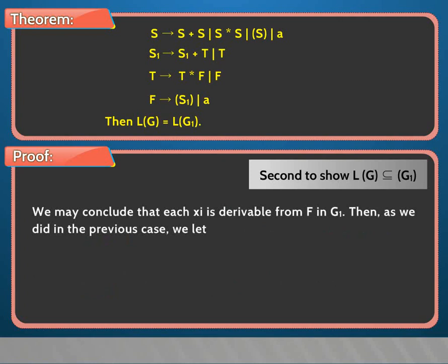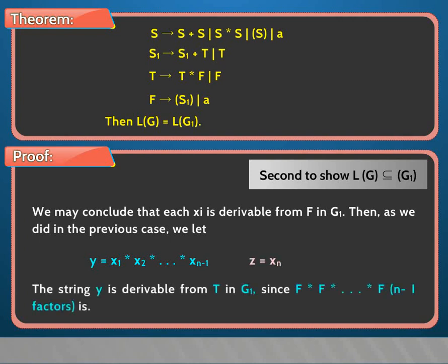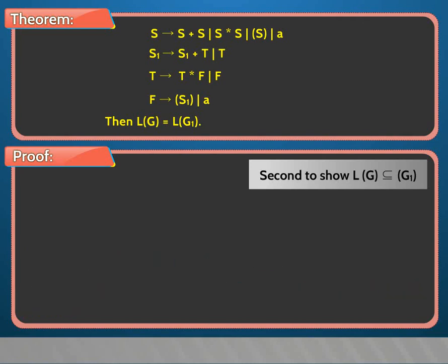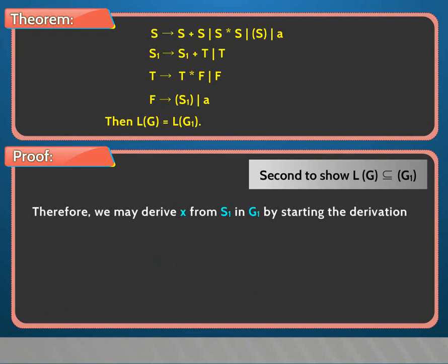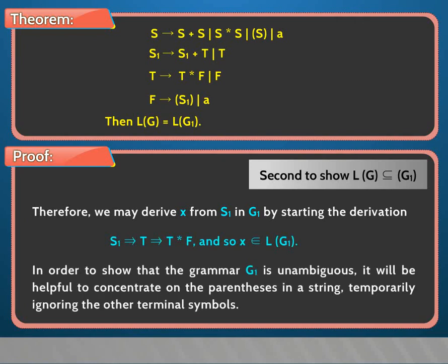We may conclude that each xi is derivable from F in G1. Then, as we did in the previous case, we let y be equal to x1 times x2 times up to times xn-1, and z be equal to xn. The string y is derivable from T in G1, since it is F times up to times F with n-1 factors. Therefore, we may derive x from S1 in G1 by starting the derivation S1 implies T times F, and so x is an element of L(G1).